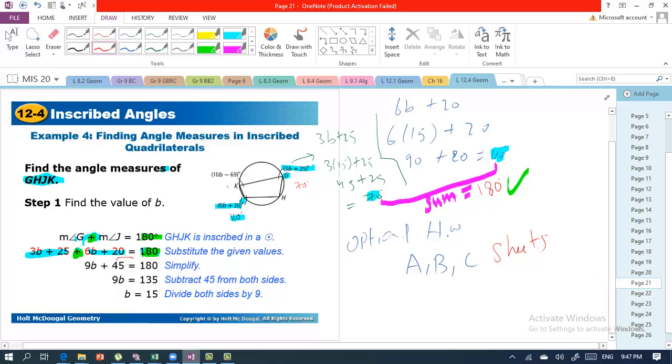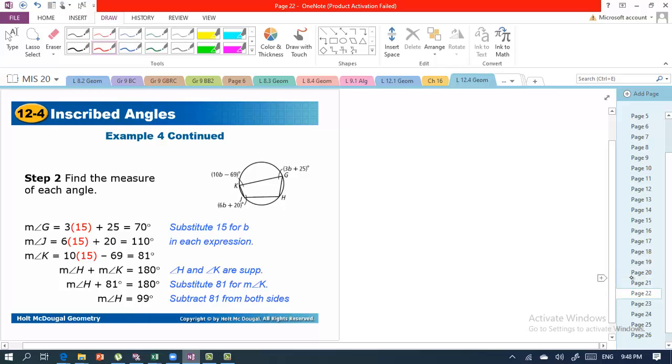And similarly, we can find also here 10b minus 69, because we have found b, and then the total is 360. We subtract from 360 to find the inscribed angle, and by this we can find all of that. And you can see here the opposite is 110. Now they have checked it. The sum is here 70 and 110, and it is 180, as I said, the sum. The last angle K, as I said, is 10 times 15 minus 69 equal to 81.